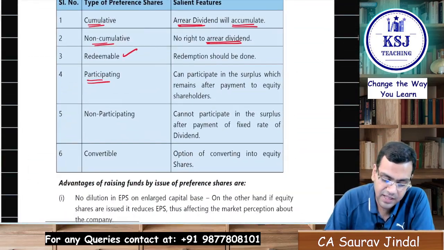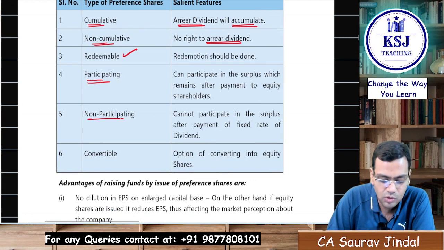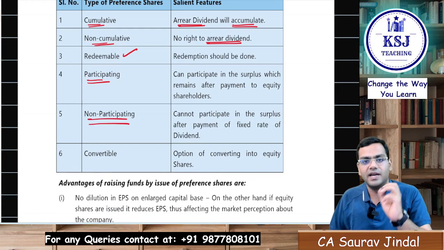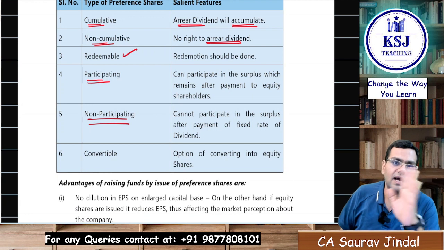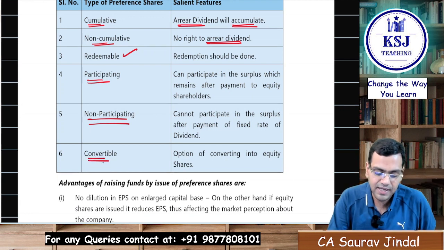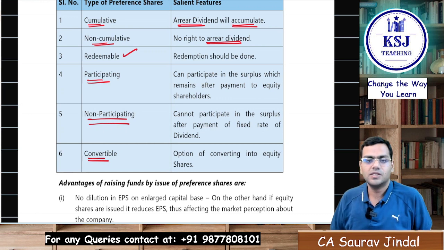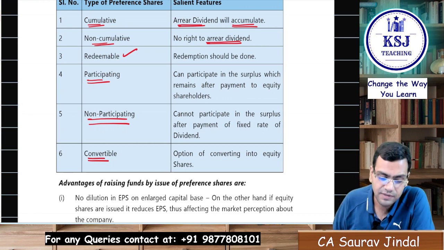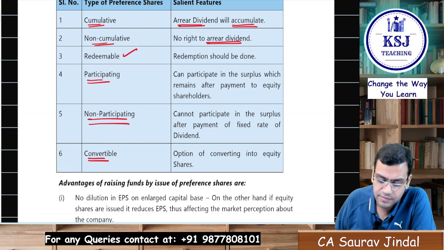Okay. After that, non-participating, this is the most common form where they will get a fixed rate of dividend only, and out of the surplus funds they do not have any rights. Convertible is they can be converted into equity shares, that is after a specified period of time. They have the option of the conversion, right?